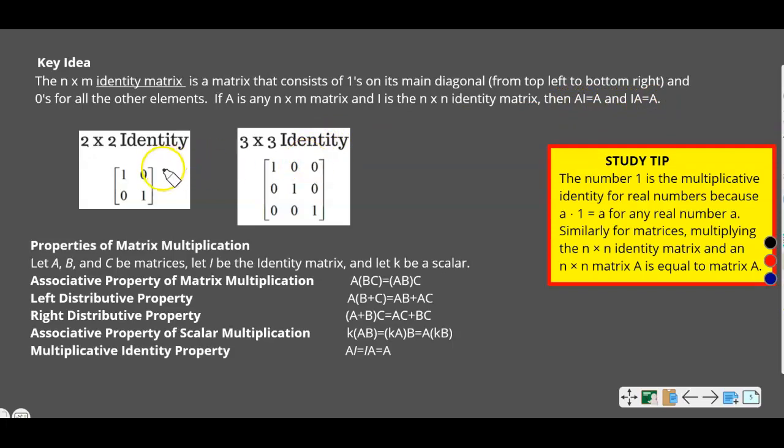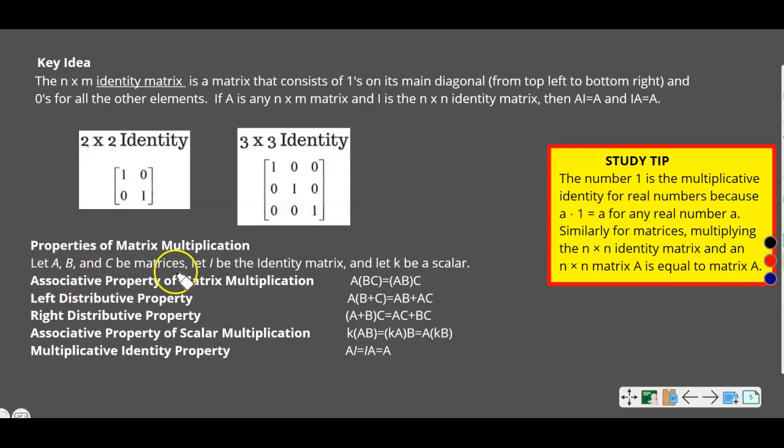So if you multiply a matrix by the identity matrix, you're going to get the same matrix back. It's like the multiplicative identity for real numbers, which is the study tip here. The number 1 is the multiplicative identity for real numbers because a times 1 equals a for any real number. All right, so that's the same thing we're looking at here for the identity matrix. If you have the identity matrix and you multiply by matrix A, you're going to get the same matrix A back.